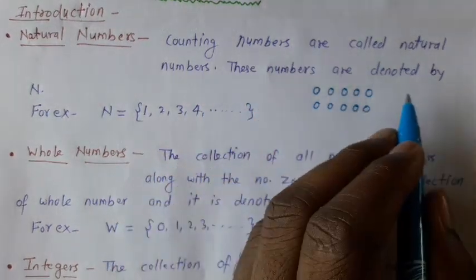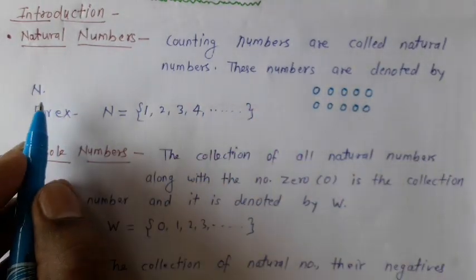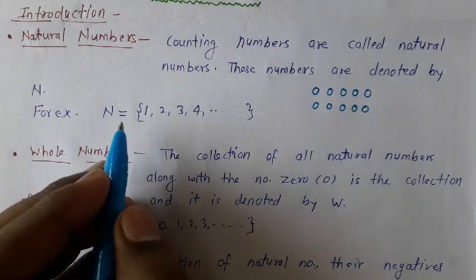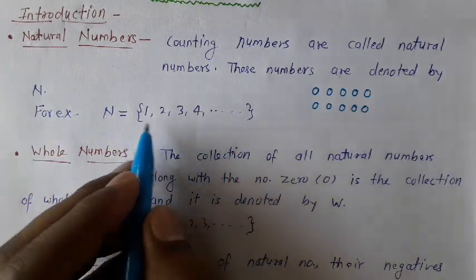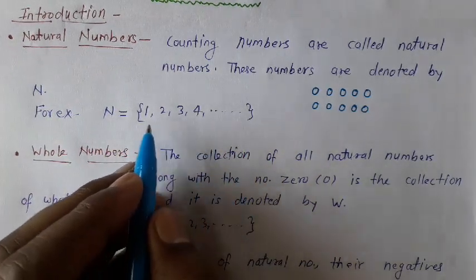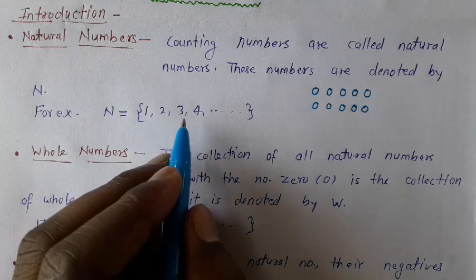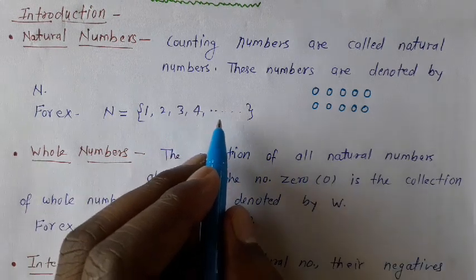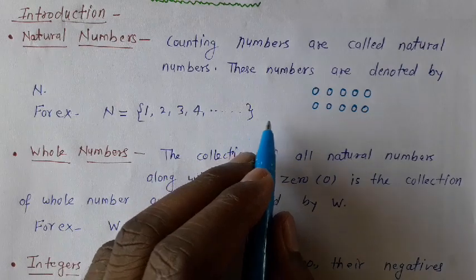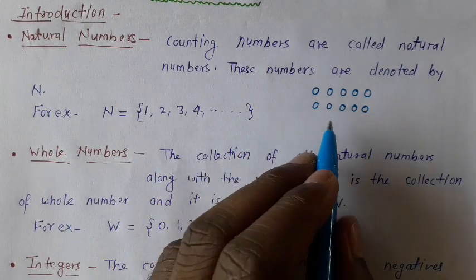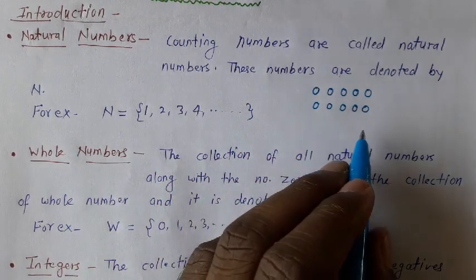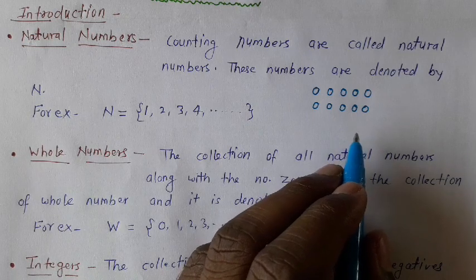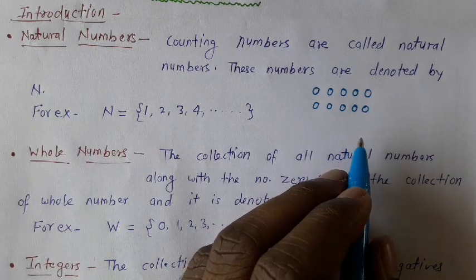These numbers are denoted by N. For example, N equals the set of all natural numbers: 1, 2, 3, 4 and so on, 100, 1000 and so on till infinity. So these are the natural numbers.